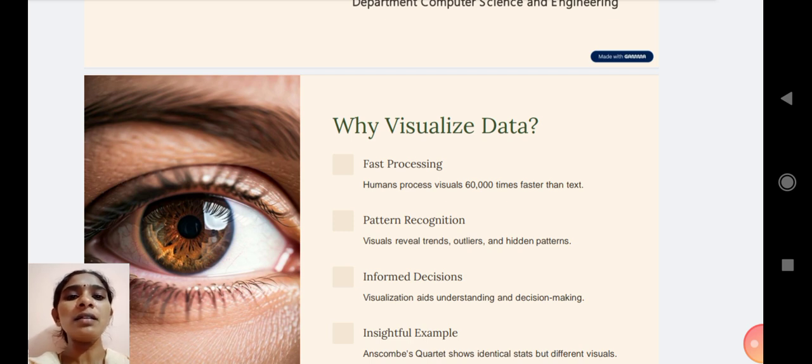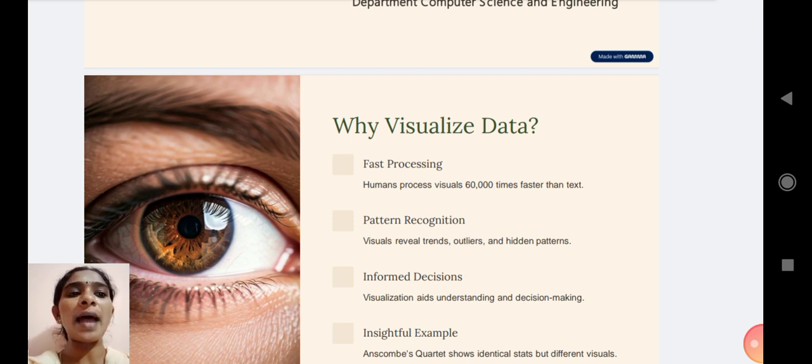First, why do we visualize the data? The first reason is fast processing. We understand visual data 60,000 times faster than text. Using text, we cannot easily convey what information can be derived from the structured data to the audience, but in visual form the audience can easily understand.